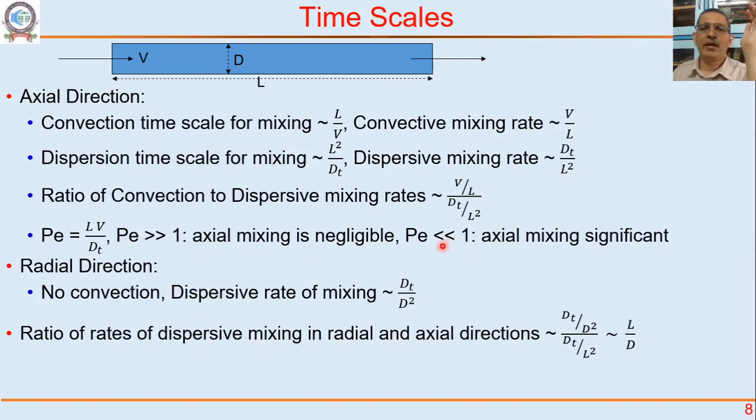And a Peclet number far, far less than 1 means the dispersive mixing rate is very, very high. Dispersion, which causes mixing in the axial direction, is much higher as compared to convection. So it will be mixed in the axial direction. In the radial direction, there is no convection. Velocity in the radial direction is 0. Look at a velocity profile. The velocity profile is from left to right. If you want to draw a velocity profile, it is like this.